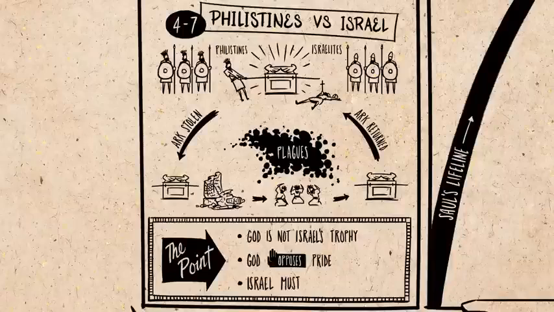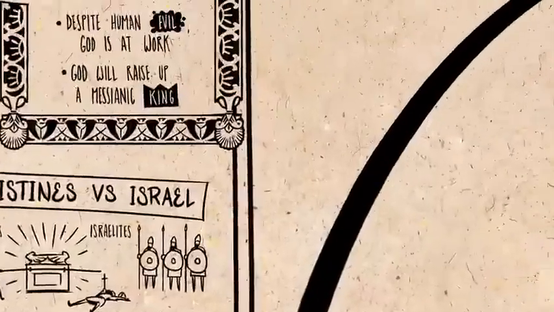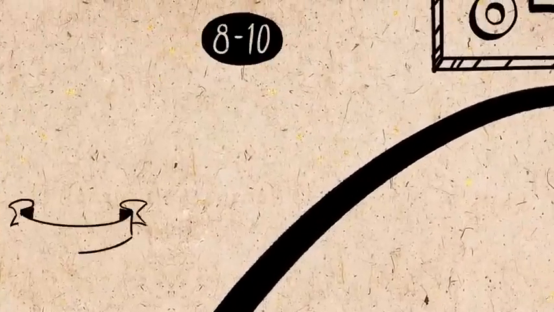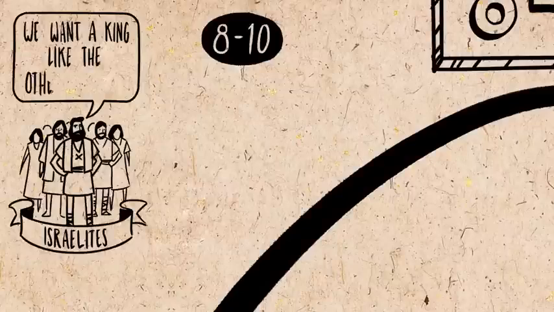And so Israel needs to remain humble and obedient if they want to experience God's covenant blessing, which opens up into the next large section. The Israelites come to Samuel and they say, "Hey, we want a king like all the other nations have. Go find one for us."